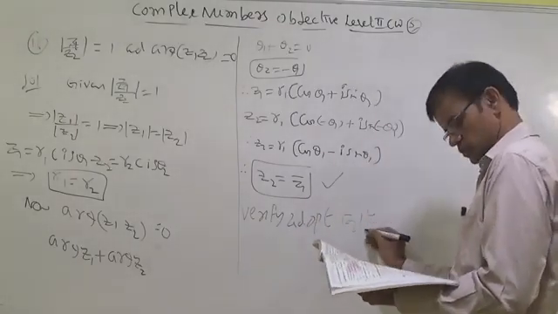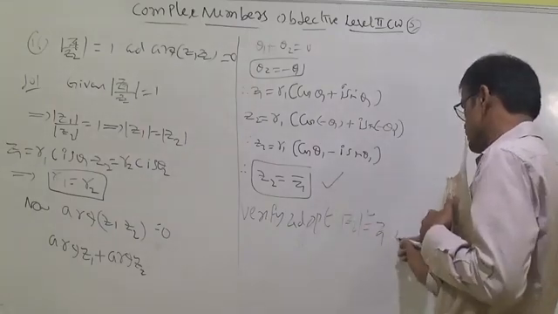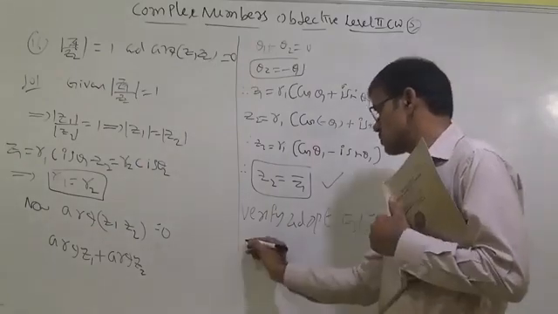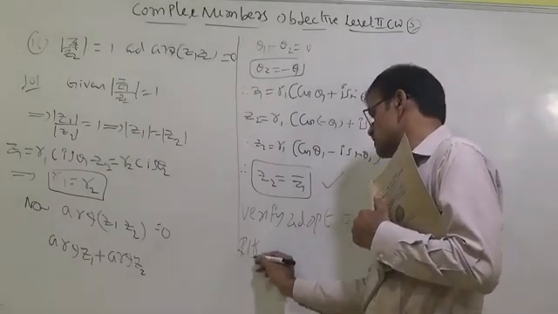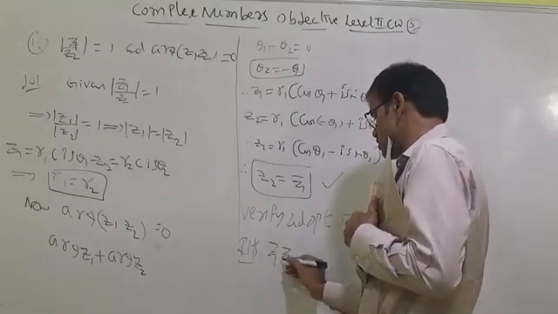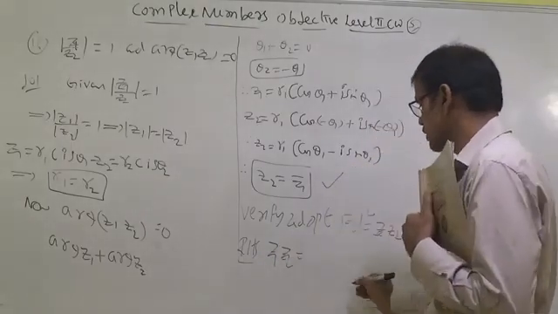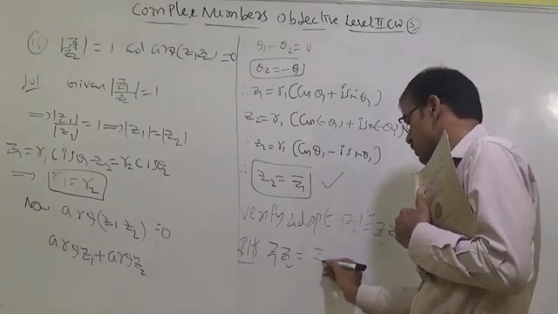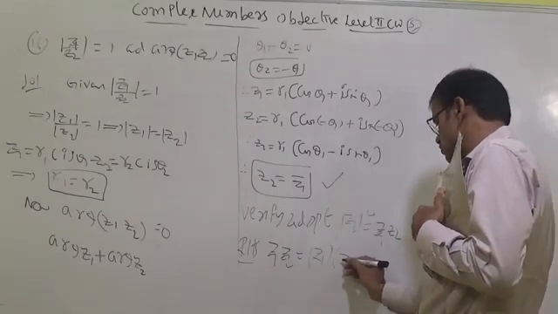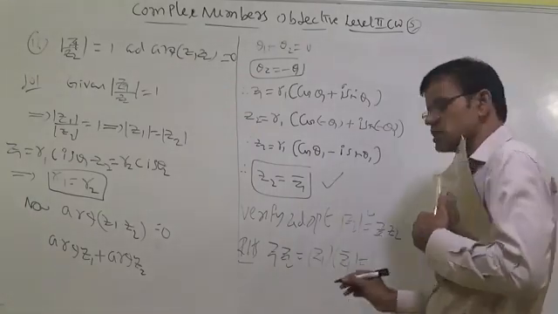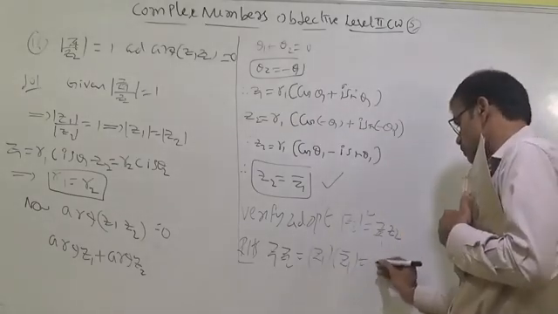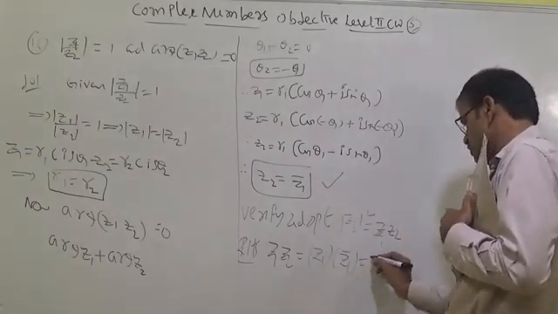Modulus of Z2 square is equal to Z1 dot Z2. Let us calculate the RHS for this one. So RHS means here Z1 dot Z2. What is Z1 here? Simply you write Z1. What is Z2? You can write here Z1 bar. Everyone knows that Z dot Z bar is equal to modulus of Z square. So Z1 times Z1 bar becomes modulus of Z1 square.